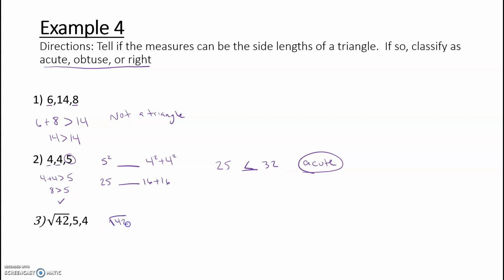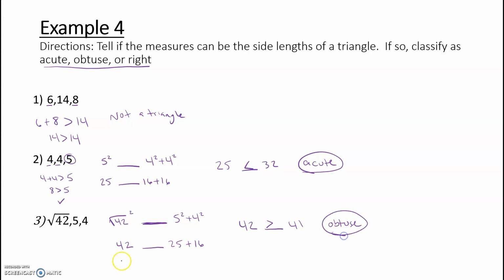So we got square root of 42 squared. Again, don't know what's going to happen. Greater than, less than, or equal to. And then 5 squared plus 4 squared. So the square root of 42 squared, the square and the square root will cancel out and you'll be left with 42, which is very nice. 5 times 5 is 25, and 4 times 4 is 16. So you have 42, we don't know what's going to happen, and then 25 and 16 makes 41. So 42 is greater than, obtuse.